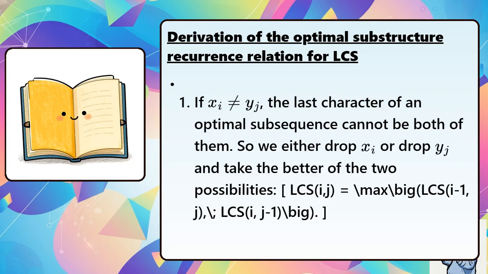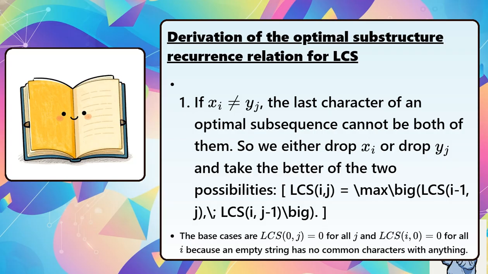If x_i is not equal to y_j, the last character of an optimal subsequence cannot be both of them. So we either drop x_i or drop y_j and take the better of the 2 possibilities. Therefore, LCS(i,j) equals the maximum of LCS(i-1, j) and LCS(i, j-1). The base cases are LCS(0, j) = 0 for all j, and LCS(i, 0) = 0 for all i, because an empty string has no common characters with anything.